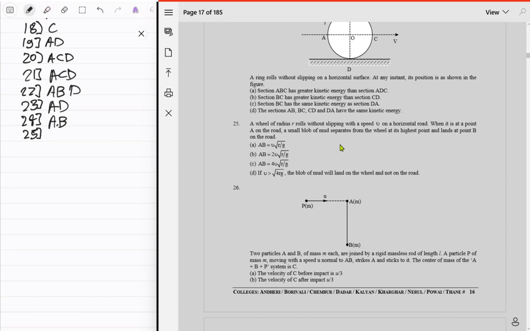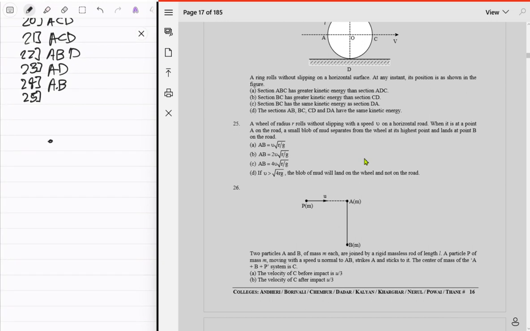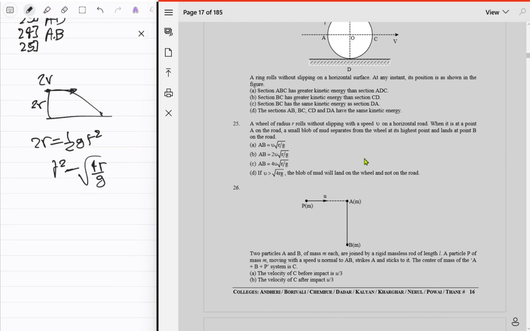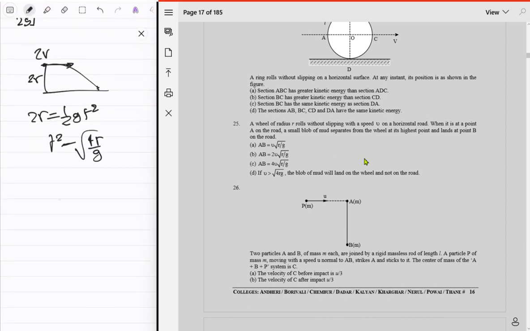So what is AB? Okay, B on the road, whatever it is. So basically it is projected with 2V, and this is radius R, so 2R over there, and then it landed here, right. What's the time required? This is equal to half g t squared, which means the time required is square root of 4R upon g. So it's 2V times this, just 4V square root of R upon g. So that's AB.